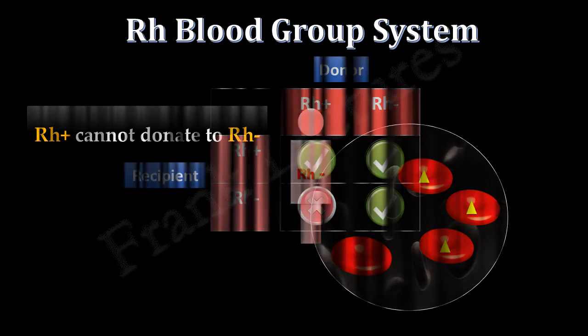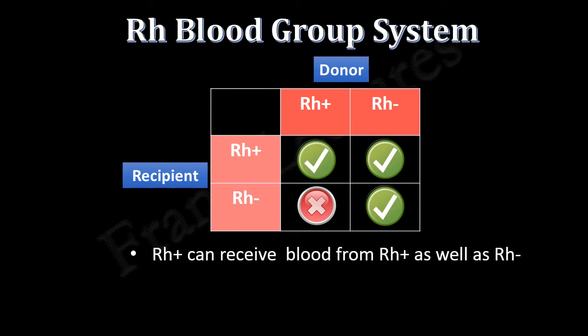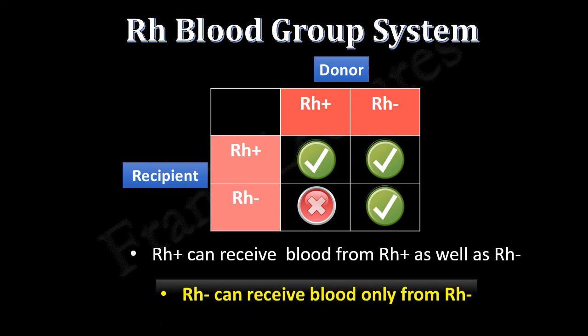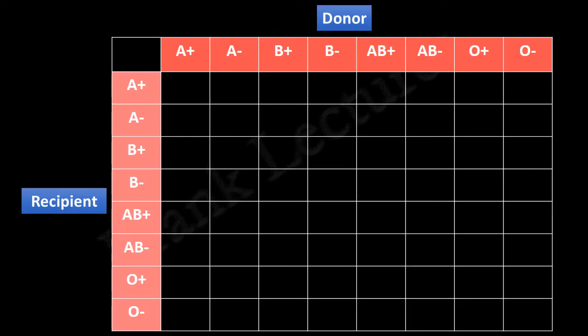So, we now understand that Rh-positive recipients can receive blood from both Rh-positive and Rh-negative blood type. But Rh-negative recipient can receive blood from only Rh-negative blood type. Now that we are clear with the concept of ABO and Rh blood group system, let's see the recipient and donor relationship of 8 blood types in humans. Again, the top row represents blood type of donors, and leftmost column represents the blood types of recipients.